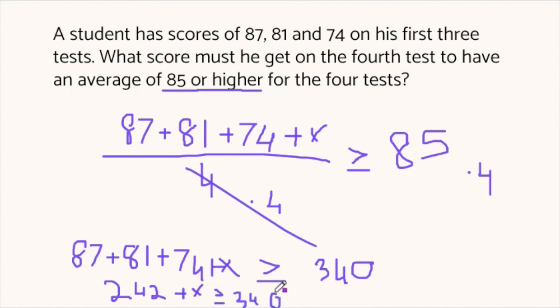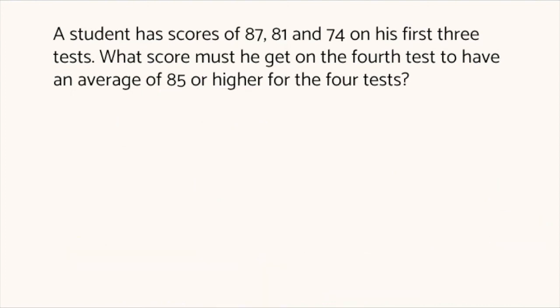And again, continue with the solving. Subtract 242 on both sides. So 340 minus 242 is going to give us 98. So if we write this over here, our final answer is going to be x is greater than or equal to 98. What 98 in this case means is that in order for this student who scored 87, 81, and 74 on his first 3 tests to get an average of 85 or higher, he needs to score a 98 on the last test.